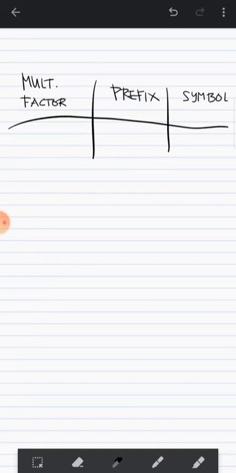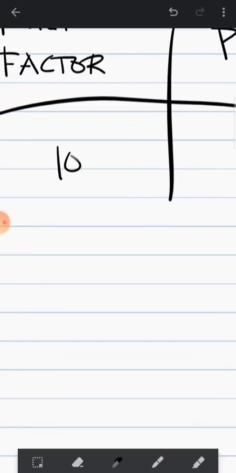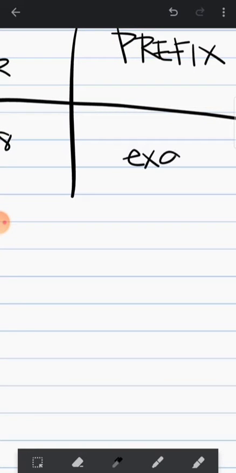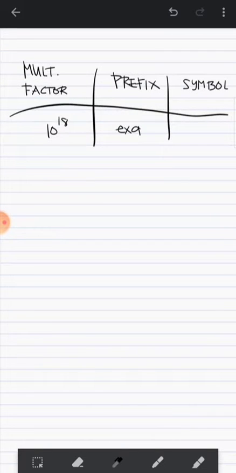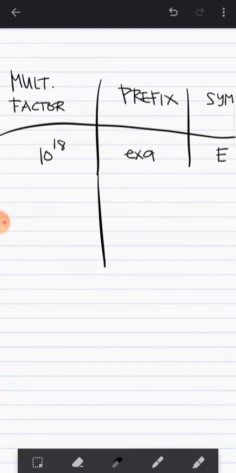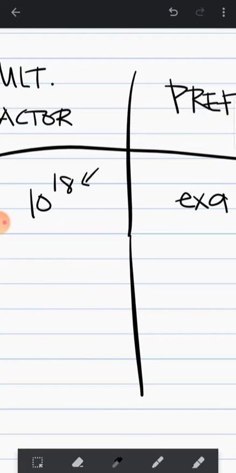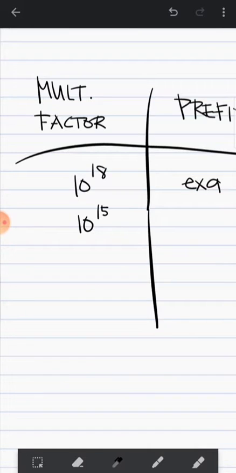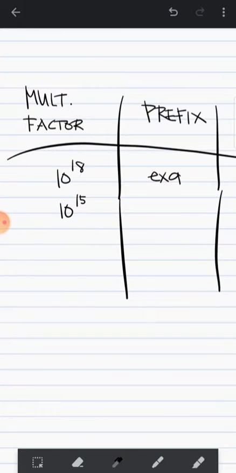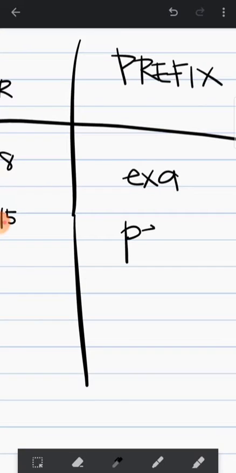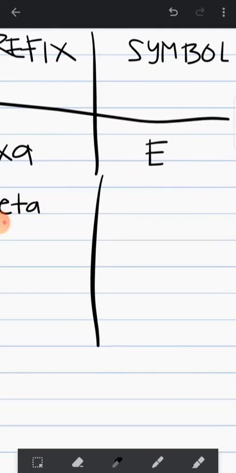If the multiplication factor is 10 to the 18, the prefix used is usually exa, and exa has a symbol of E. For the next one, you just have to decrease the power by 3. So that would be 10 to the 15. If the multiplication factor is 10 to the 15, that has the prefix peta, and peta has a symbol of capital P.